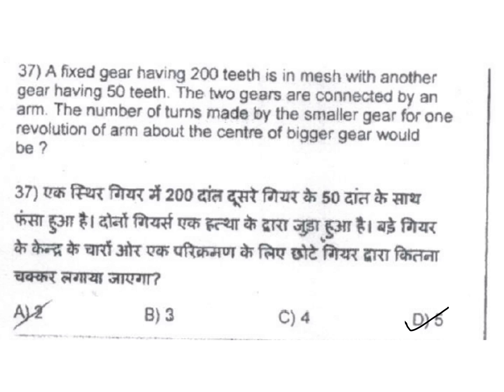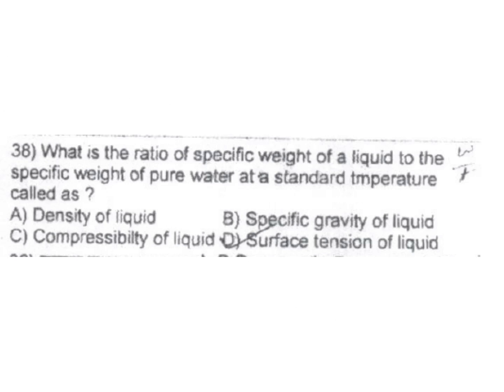What is the ratio of specific weight of a liquid to the specific weight of pure water at a standard temperature called as? A, density of liquid, B, specific gravity of liquid, C, compressibility of liquid, D, surface tension of liquid. Specific gravity or S.